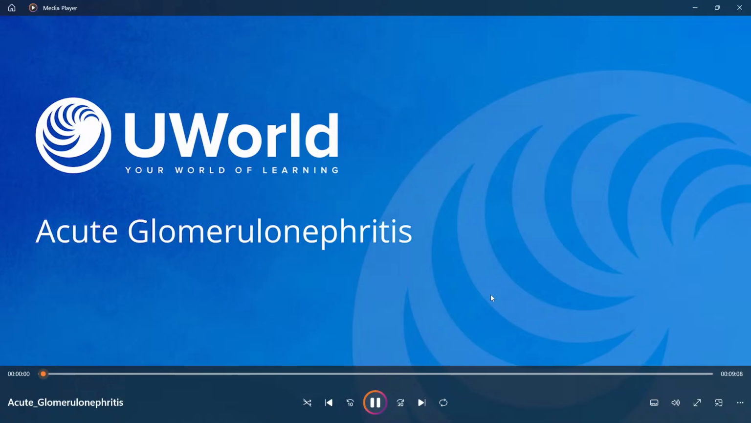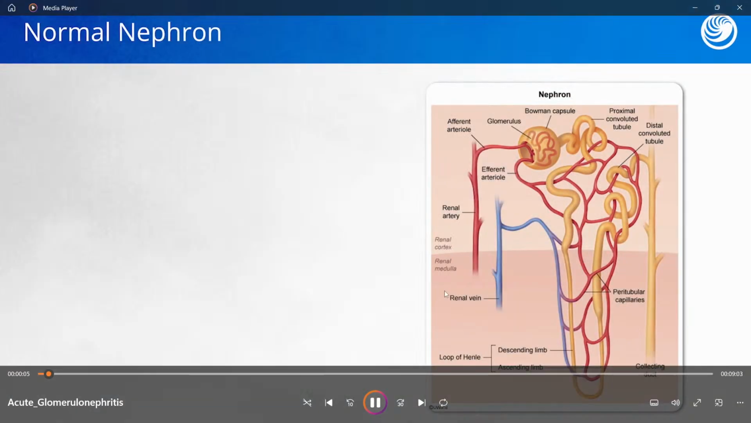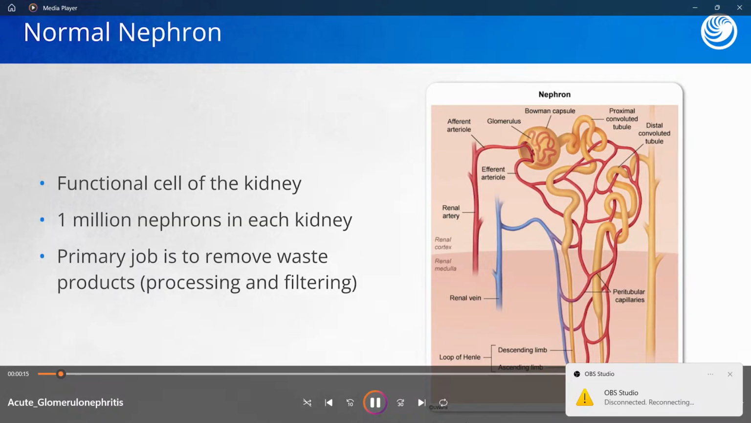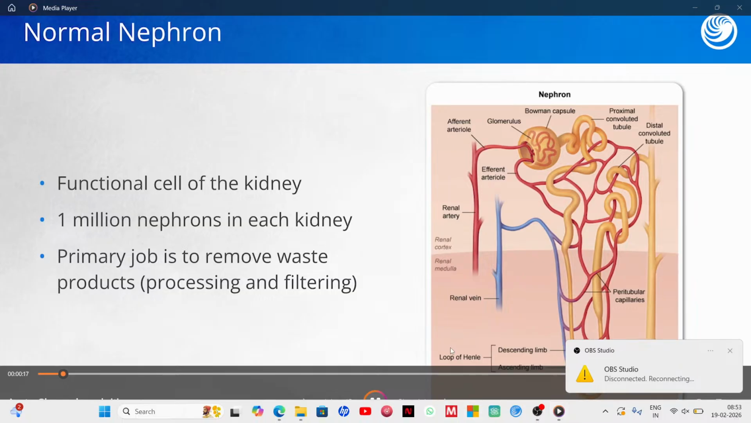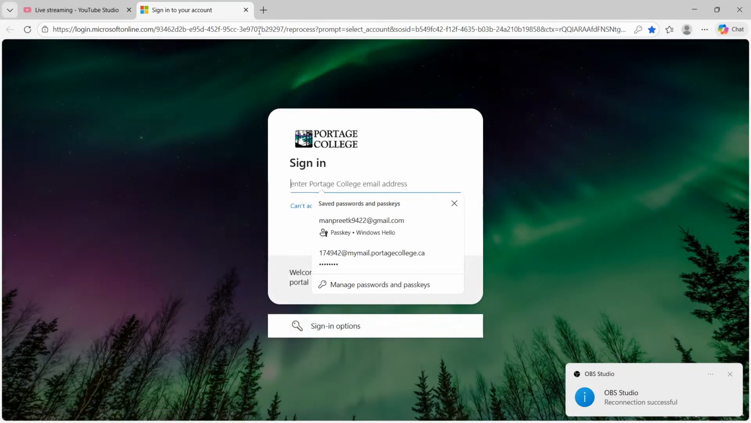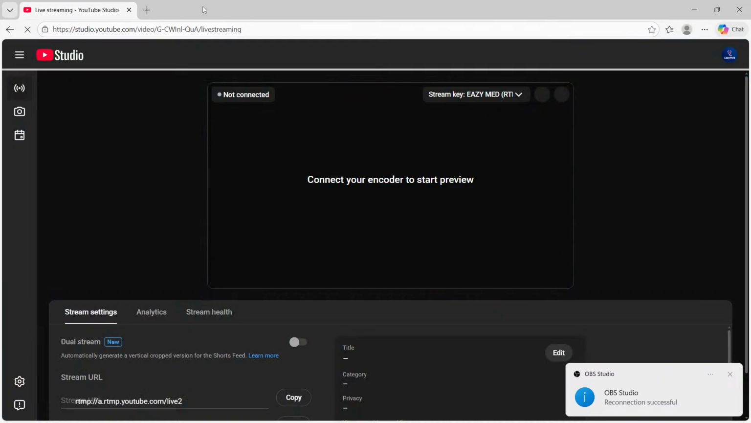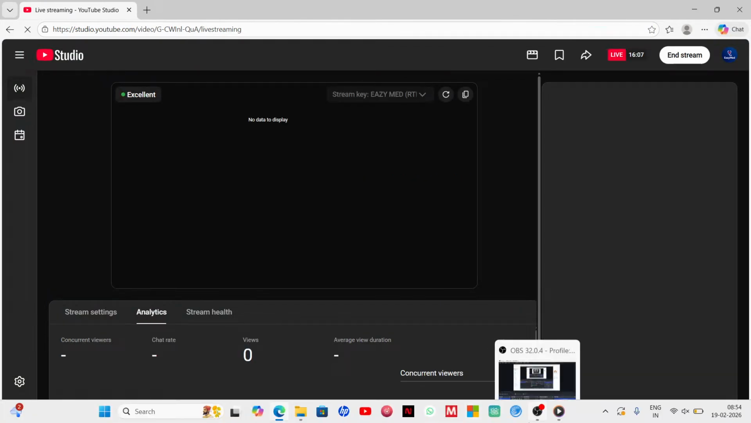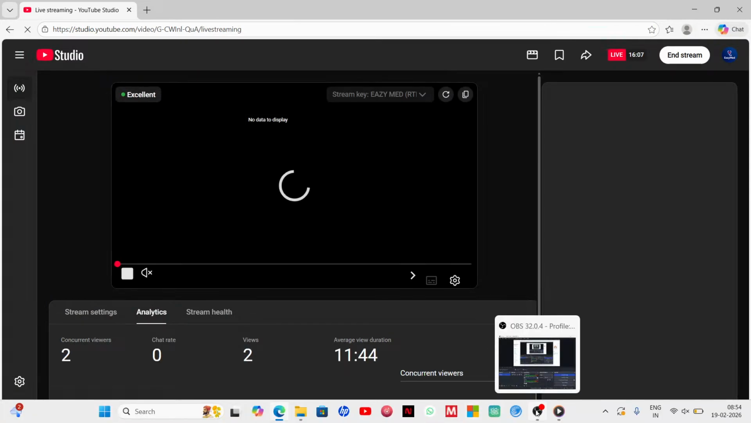The topic is acute glomerulonephritis. Let's review the normal nephron. The primary job of the nephron is to remove waste products in both the processing and the filtering function. Let's review the glomerulus. The glomerulus is located at the beginning of every nephron, and remember, we have over 1 million nephrons per kidney. The glomerulus is the main filtering agent of the kidney.